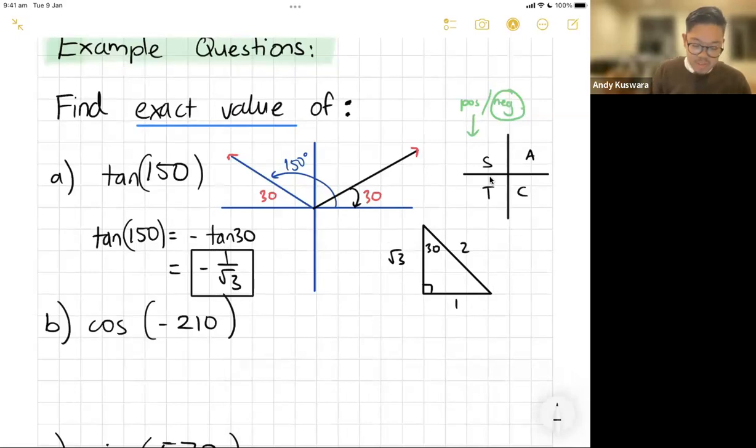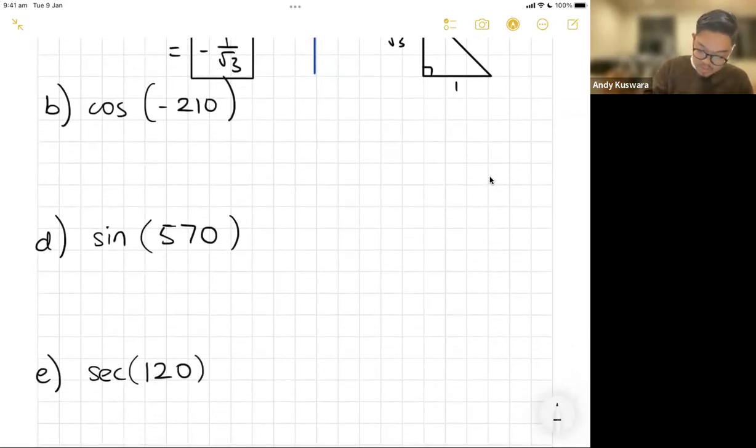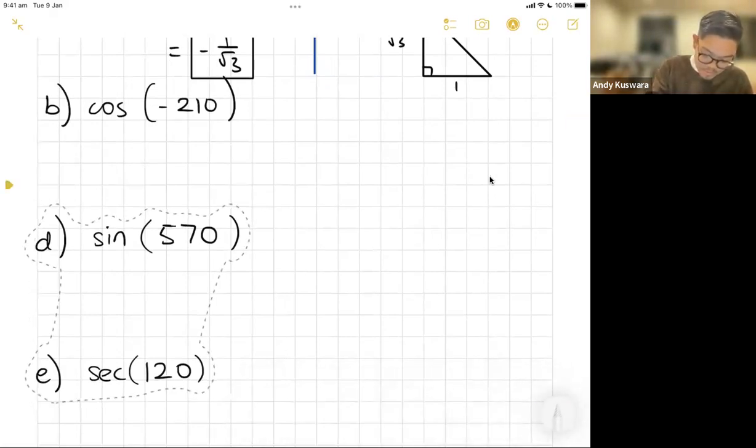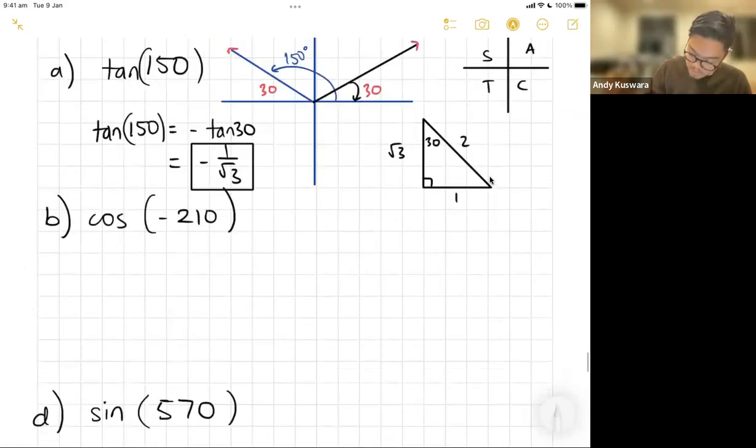That there's going to be your answer. Okay, let's try another one. Cos 210. Okay, and I'm just looking here. I may need some extra room. So look at me go, changing things up as we go.